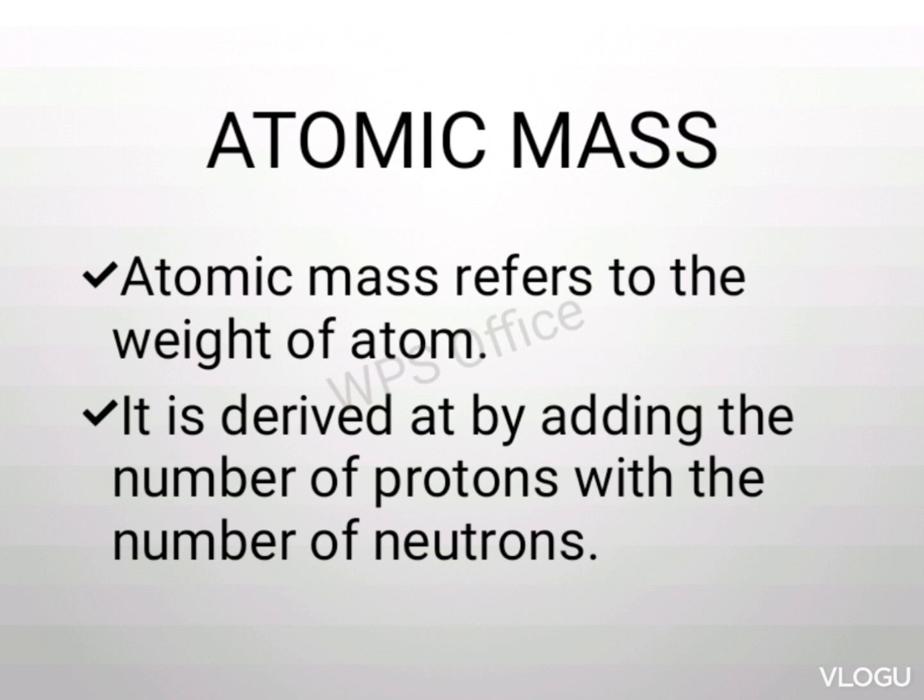What is atomic mass? Atomic mass refers to the weight of an atom. It is derived by adding the number of protons and the number of neutrons. It is the mass of an atom of a chemical element expressed in atomic mass units. It is approximately equivalent to the number of protons and neutrons in the atom, or to the average number, allowing for the relative abundance of the different isotopes.